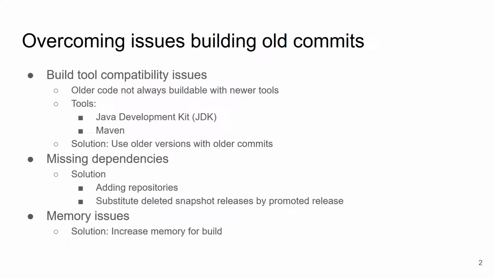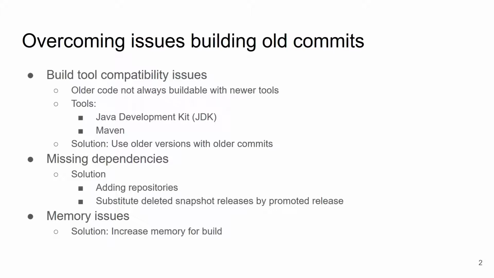So, first of all, building old historical commits is complicated. Through our process, we identified three main types of issues that we addressed. The first one was issues with the build tools. For example, while newer releases of the Java Development Kit, or JDK, are supposed to be able to build older commits, older code, we observed that this was not always the case.